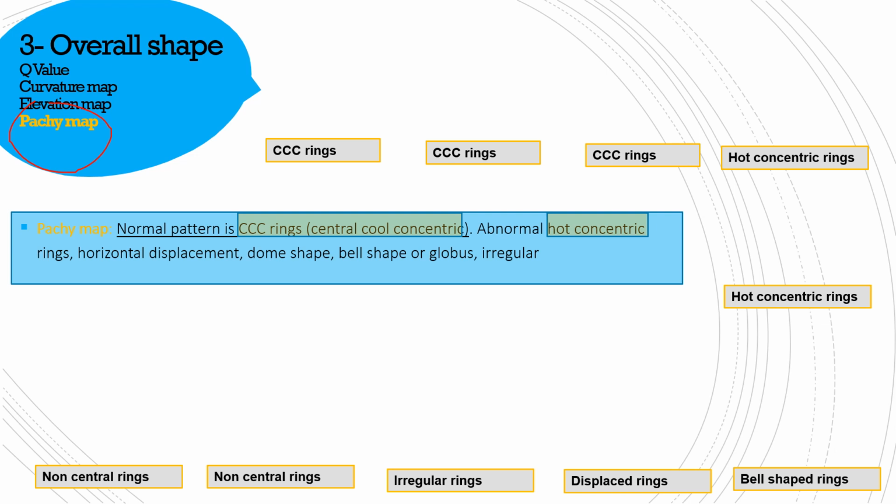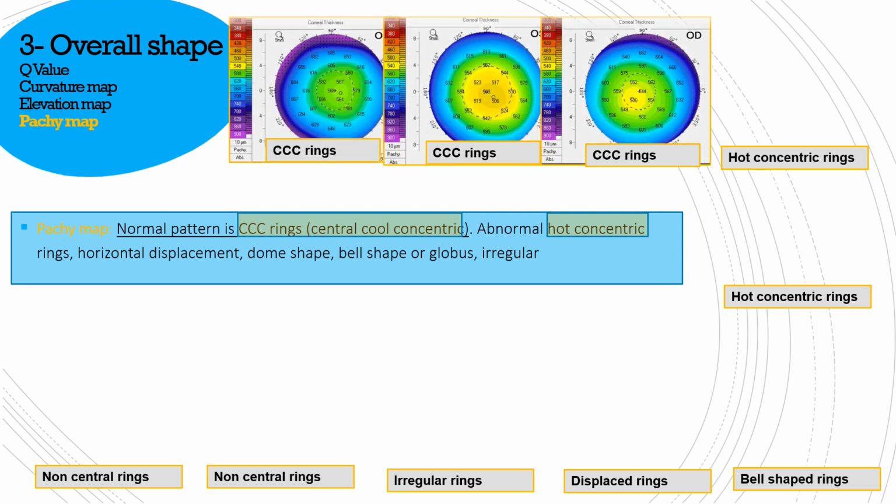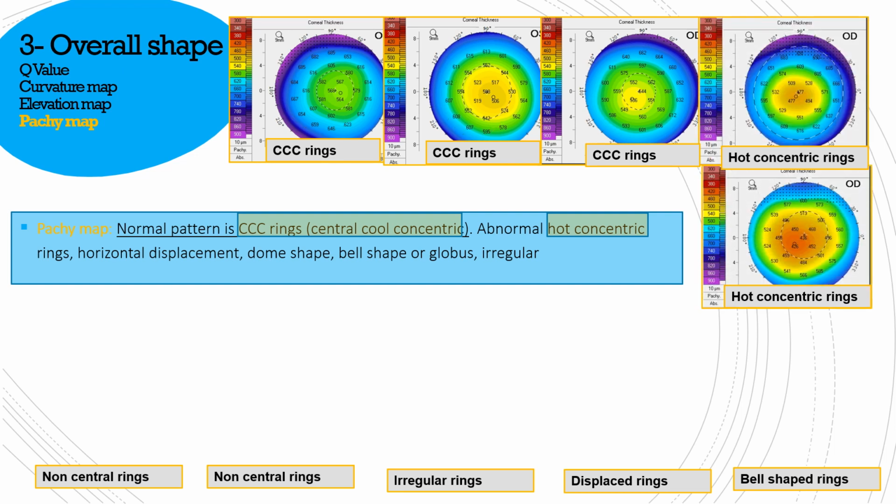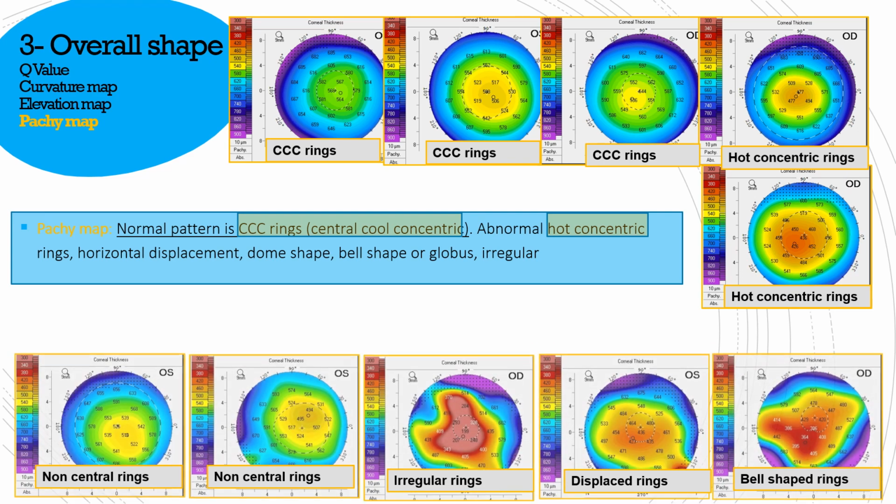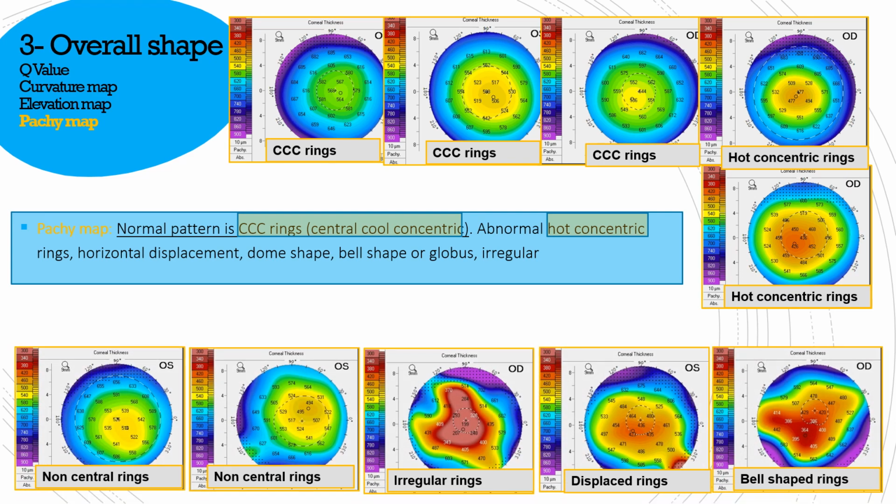And remember, CCC rings, central cool concentric rings, and these are green CCC rings, yellow rings. All these rings tell you that the shape is normal. But look at the hot concentric rings. If they are concentric rings but it is hot in color, that tells you that there may be an abnormality. And then you need to look for the other shapes.